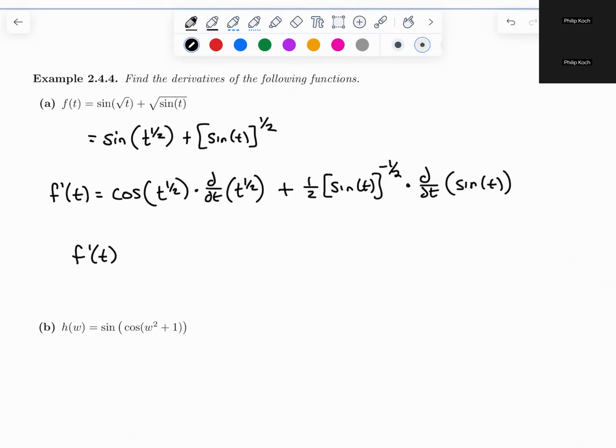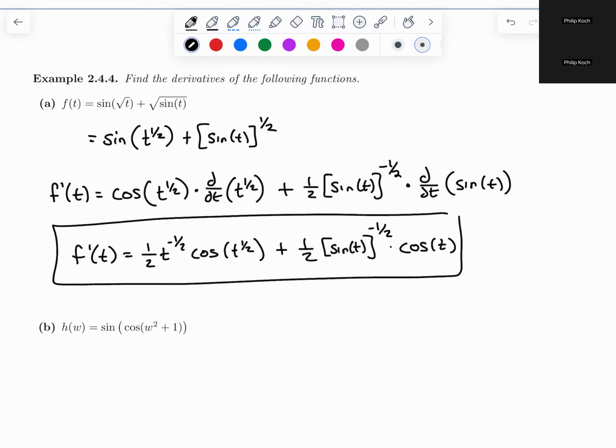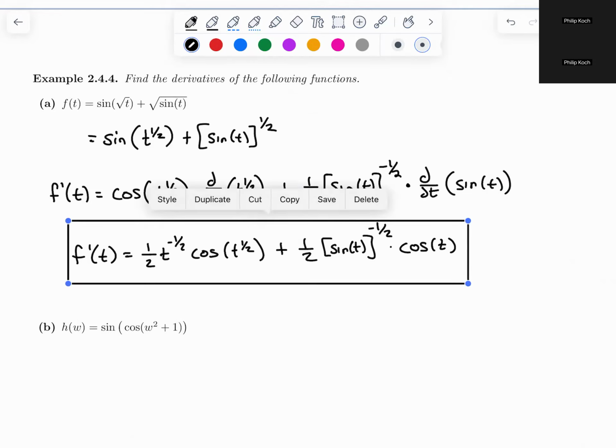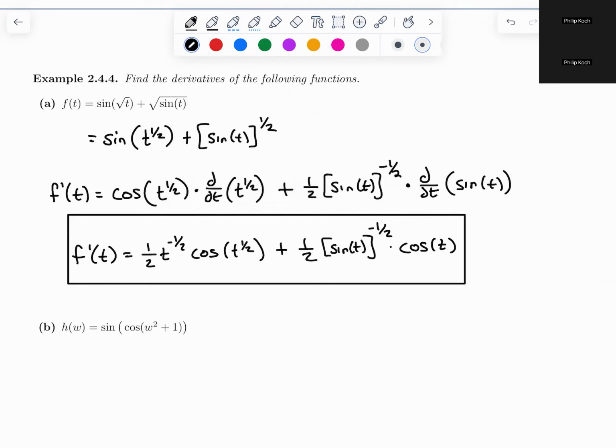finally, f prime of t is 1/2 t to the negative 1/2 cosine of t to the 1/2 plus 1/2 sine, bracket sine of t to the negative 1/2 times cosine of t. And that is your final answer. It looks uncomfortable, yes. And you could put the t in front. You could do cosine of t to the 1/2 times 1/2 t to the negative 1/2. Just make sure it's clear that it's being multiplied. And we're good.